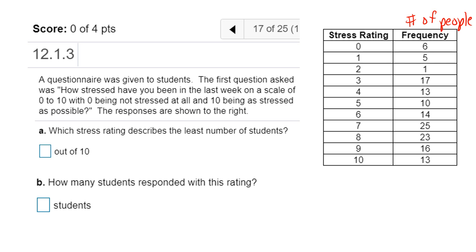The question is, which stress rating describes the least number of students? So over in the right, look for the smallest number of students, and that would be stress level 2. So the first answer would be 2 out of 10. Question B says how many students responded with this rating? Well, that would be 1 student.